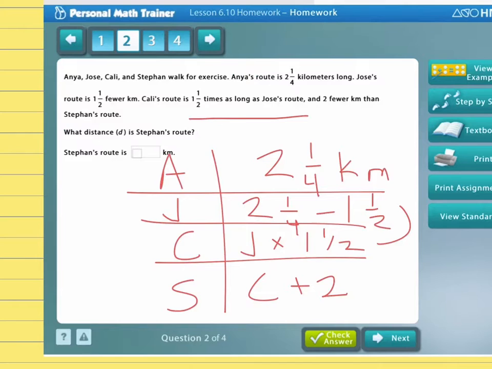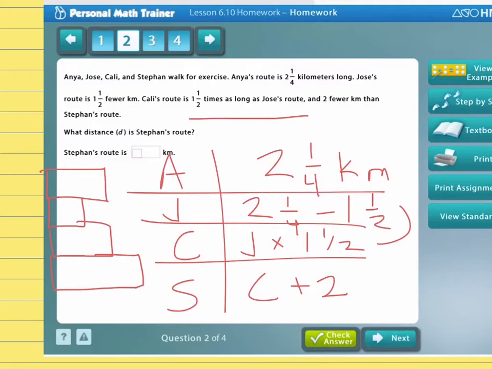Again, you should draw a model here comparing them. I would do a comparison bar, so I'd say Anya is 2 1/4, Jose is less, Callie is more, something like that, and Stefan is more than Callie. That's just comparing them, showing who's greatest and least.